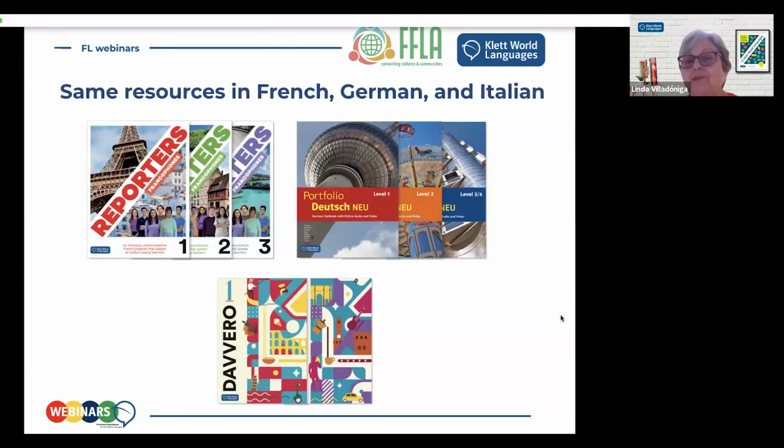And we have the same resources in French, German, and Italian, as I mentioned previously. If you teach one of those languages, please contact Colette and you can get copies of them. I saw a question about Portuguese, and I wish I did, but I don't have any contact with a Portuguese publisher. If anyone knows of anybody, please share it with us. I would love to know that.